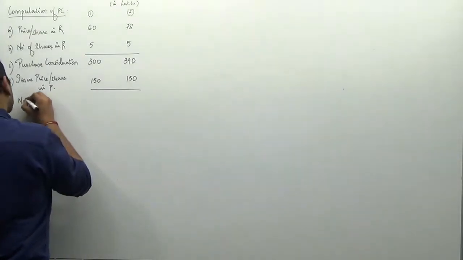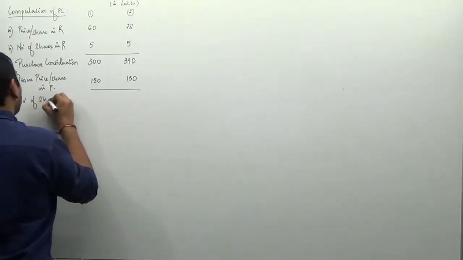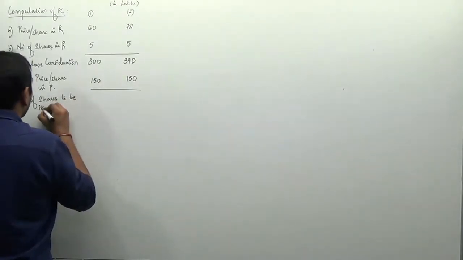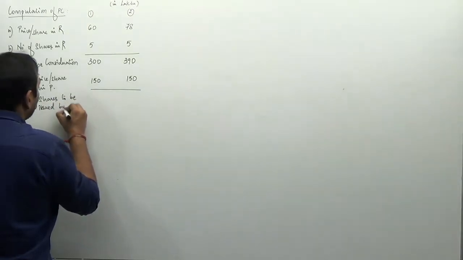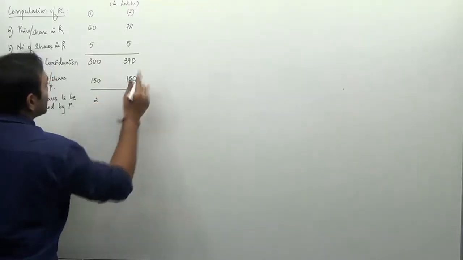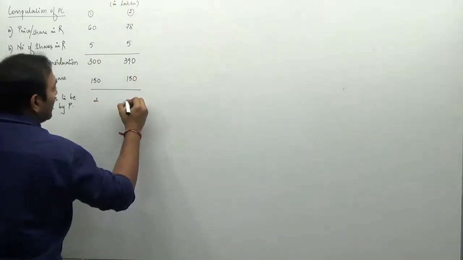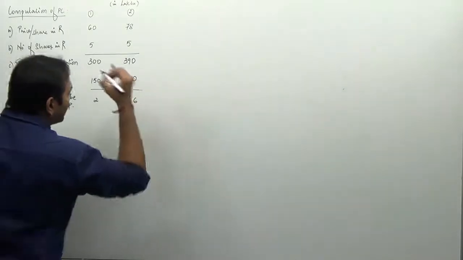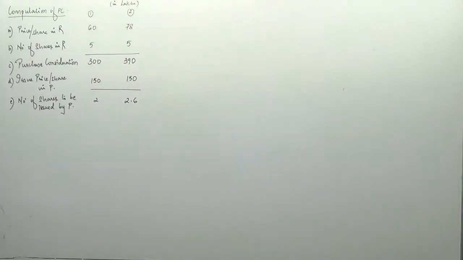So what is the number of shares to be issued? Number of shares to be issued by P Limited would be 300 divided by 150, 2 lakh shares. 390 divided by 150, this is 2.6, I guess. These are the number of shares to be issued by P Limited.